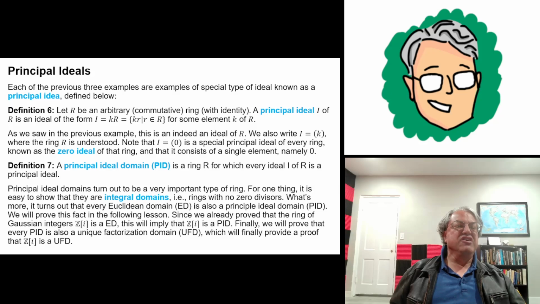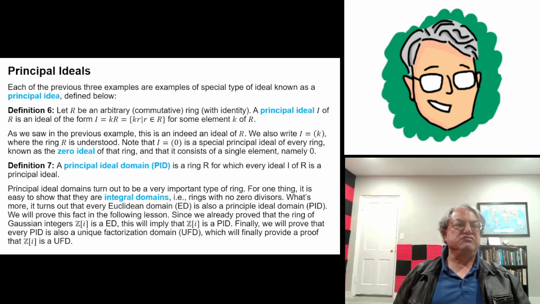That means that every ideal of the ordinary integers is a principal ideal. We haven't proved this yet because we still have to prove that every Euclidean domain is a principal ideal domain. I'll do that next. And that'll also prove that the ring of Gaussian integers is a principal ideal domain. Every ideal of the Gaussian integers is also a principal ideal, it turns out.